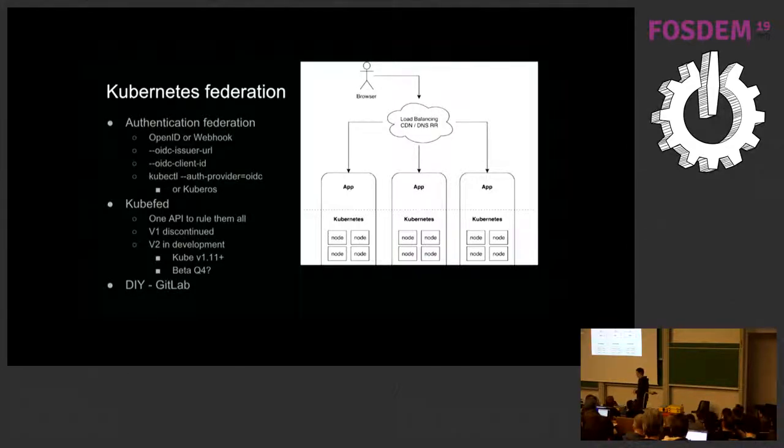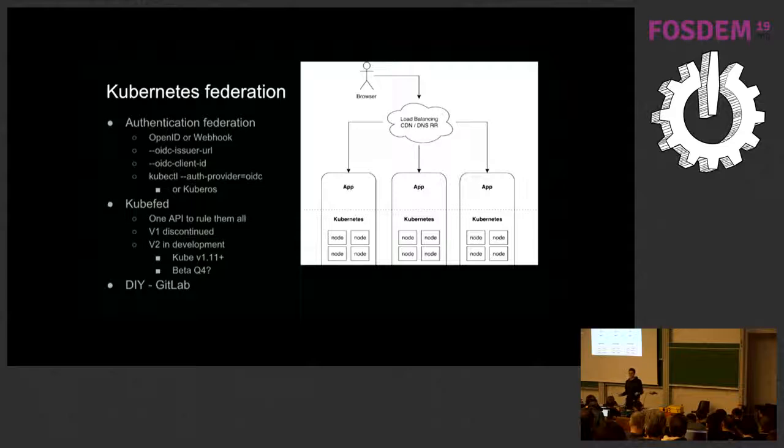Another Kubernetes federation is kubefed. That was called Ubernetes before, and this is a completely different concept. The idea is basically one API to rule them all. You have one Kubernetes API, and that Kubernetes API talks to a bunch of different clusters and makes things happen. This is a really cool idea, but it started out as kubefed v1, which was discontinued last year and was supposed to be replaced with kubefed v2, which is work in progress.